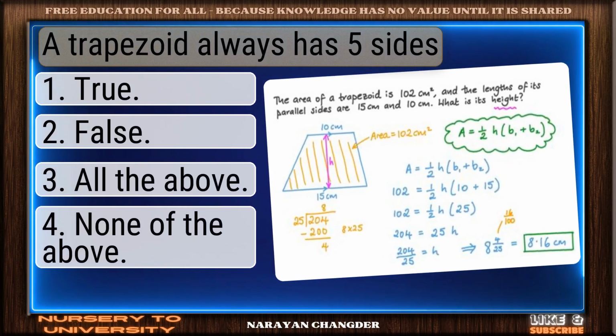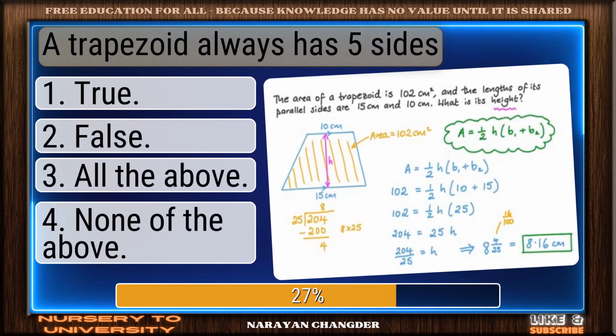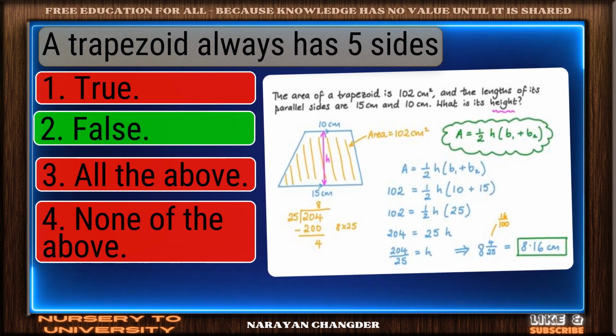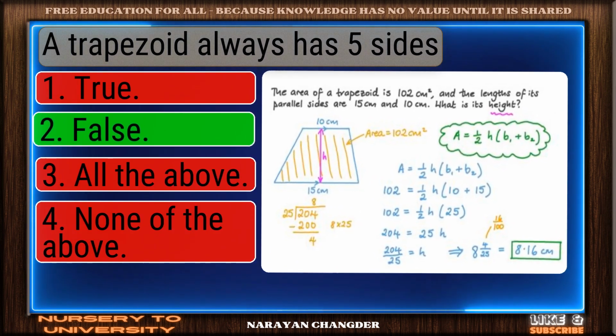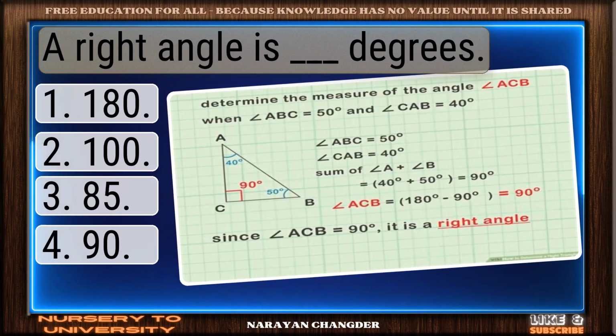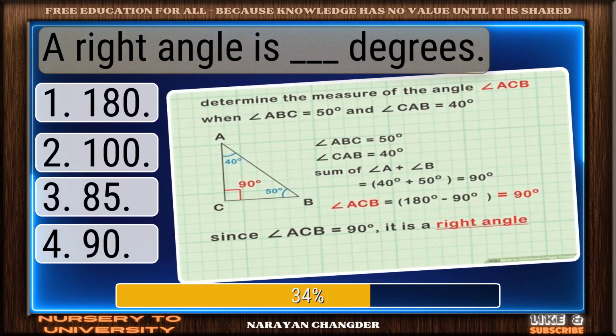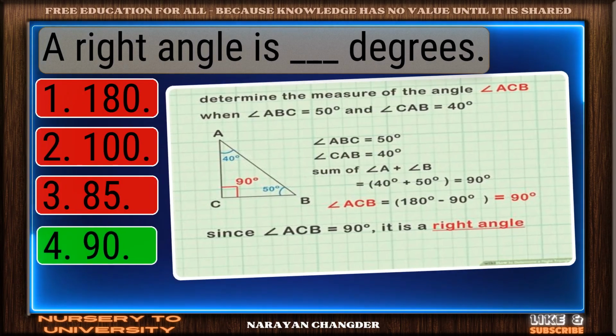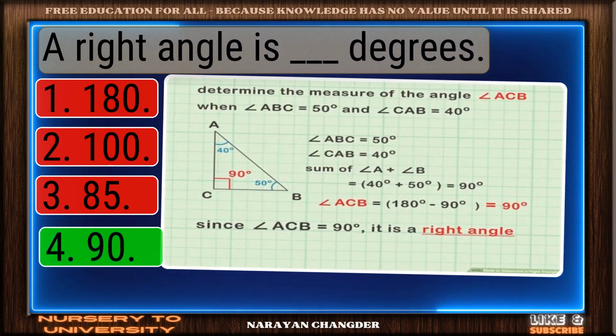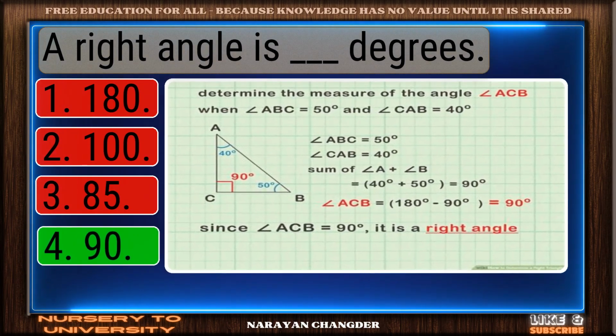Question number 265. A trapezoid always has 5 sides. On track. False is the correct answer. Question number 266. A right angle is dash degrees. Exactly. 90 makes sense and it is the right choice.